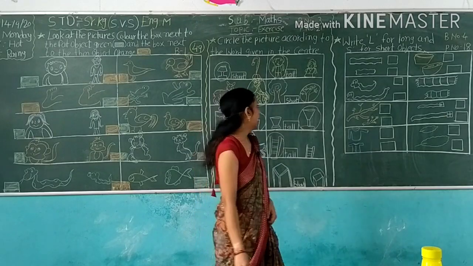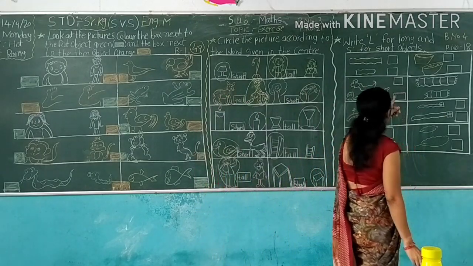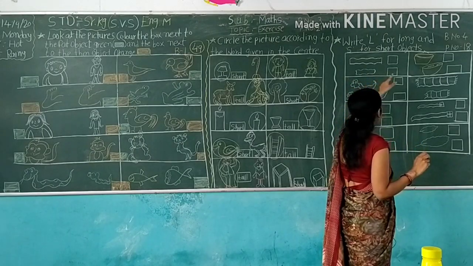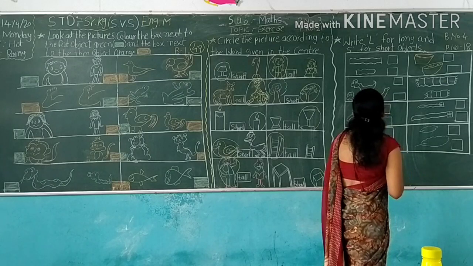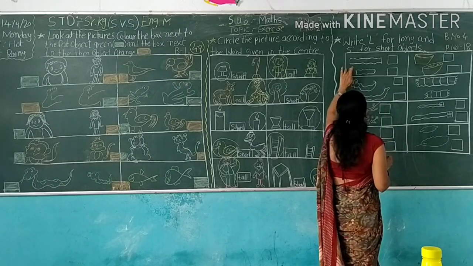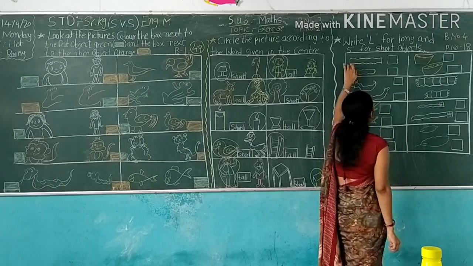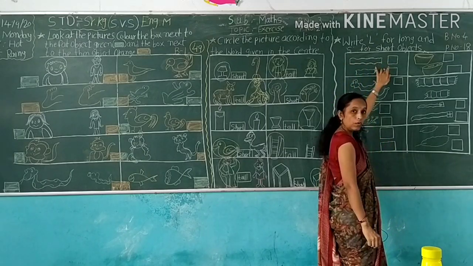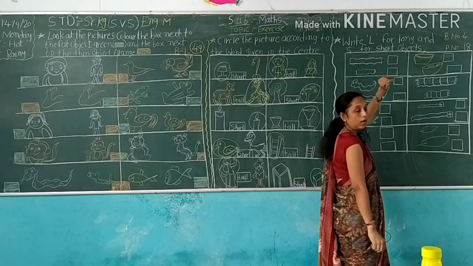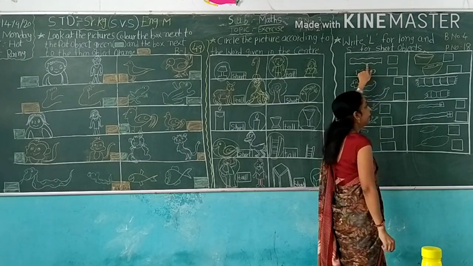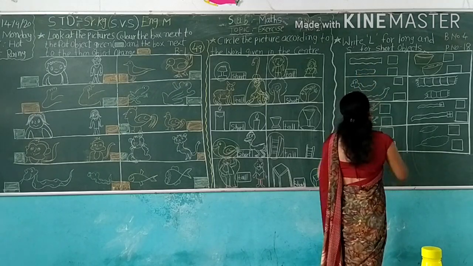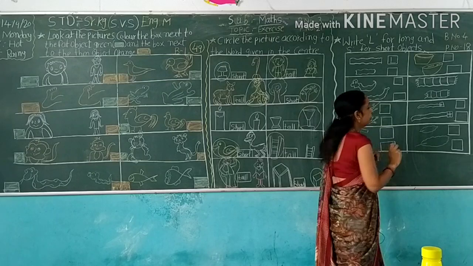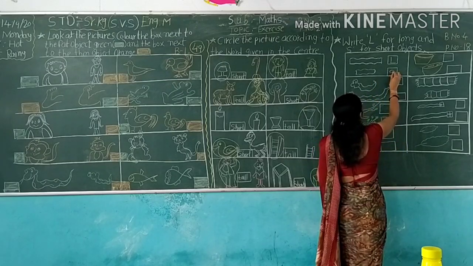And last, write L for long. Write L for long and S for short object. Okay. So here I drawn two examples. Two objects. So write L for long and S for short. So which object is long? This? Yes, this object is long. So here we write L. Okay. And this object is short. So here we write S.